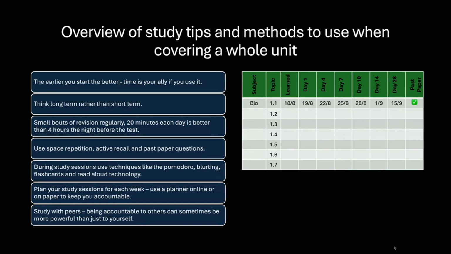But the good thing about past paper questions is they're applicable directly to your exam. Okay, they're going to be in the style of, and at the same level and the same standard as, the questions you'll face in your exam. And that's why they are such good preparation.